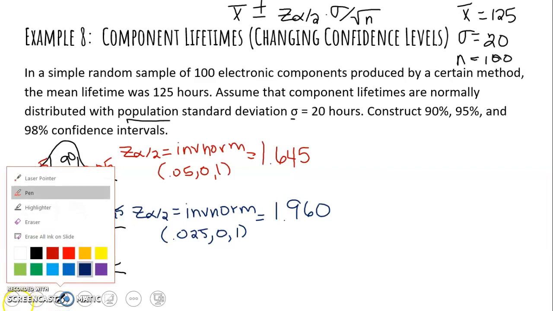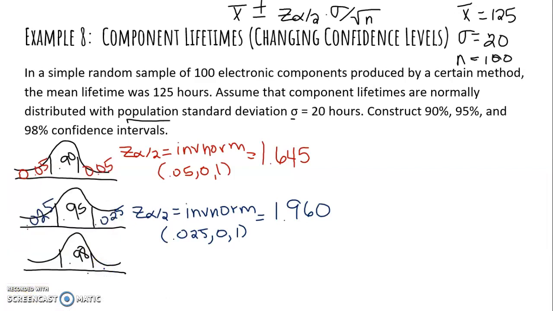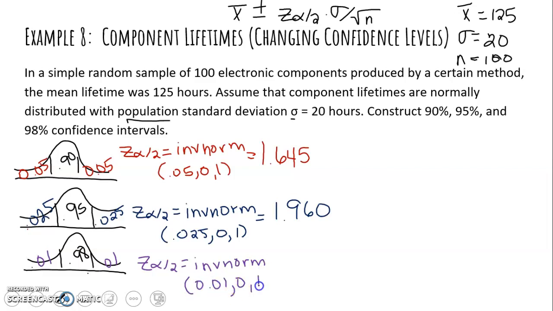And then for the final one, if 98 is in the middle, 98%, that leaves 2% left over, so each side is 1%, or 0.01. So our critical value is INV norm 0.01. And let's see how that changes the critical value. That makes the critical value negative 2.326, which we drop the negative again. Alright.